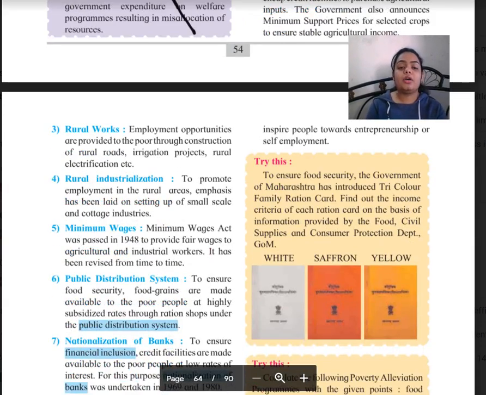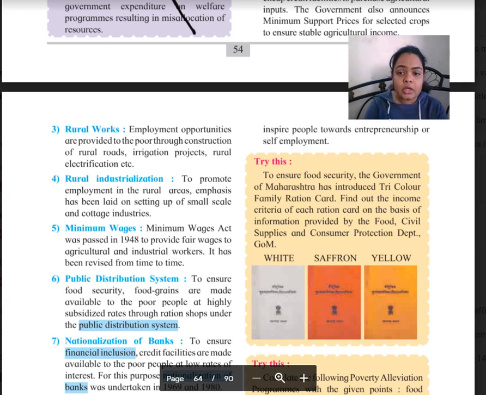Next, we have rural works. Employment opportunities are provided to the poor through construction of rural roads, irrigation projects, rural electrification, etc. So, in the rural areas, people are given opportunities to do the construction of road works, then irrigation projects, then rural electrification. So, providing electricity, we are working with the electricity board, or constructing the roads of the rural areas. All these things are providing rural employment, and in turn it is helping poverty to get eradicated.